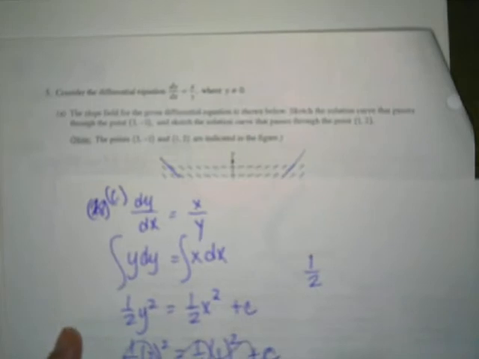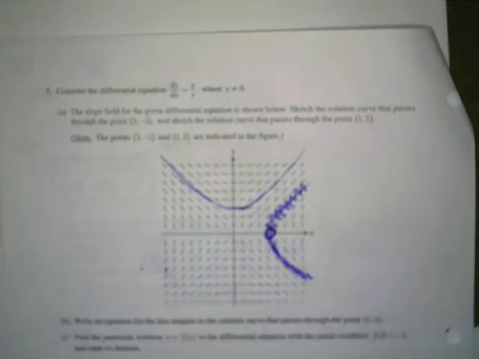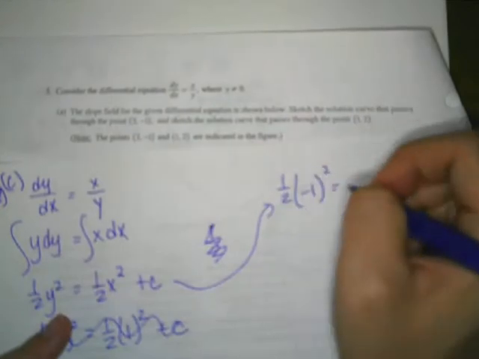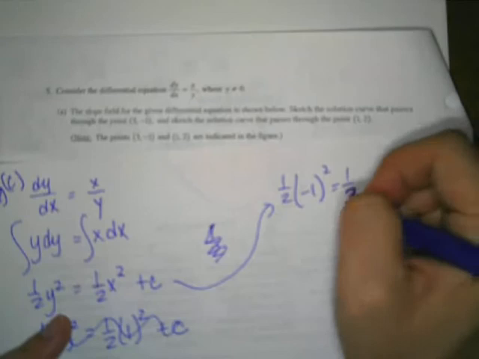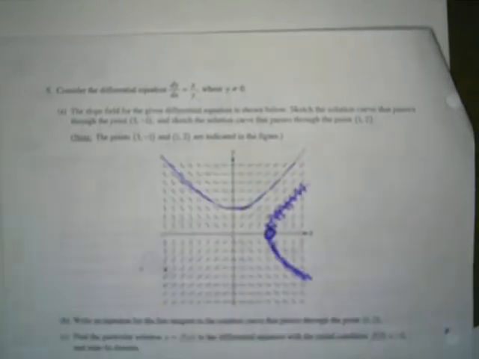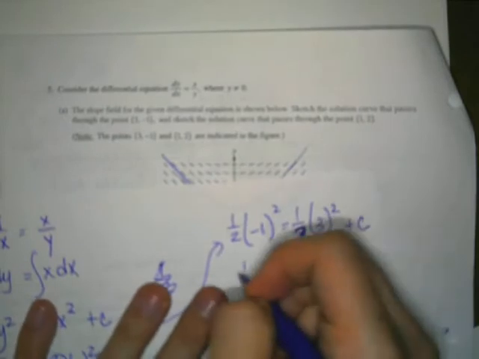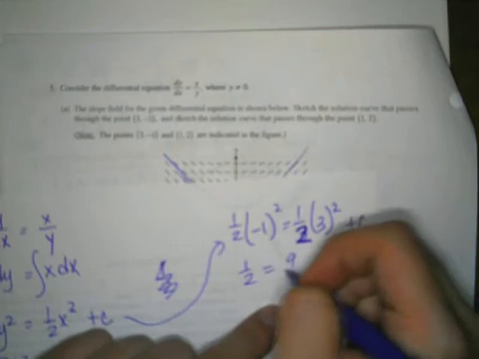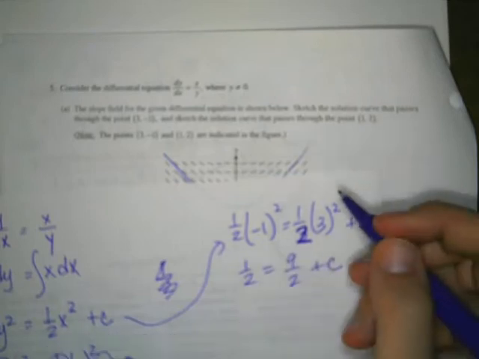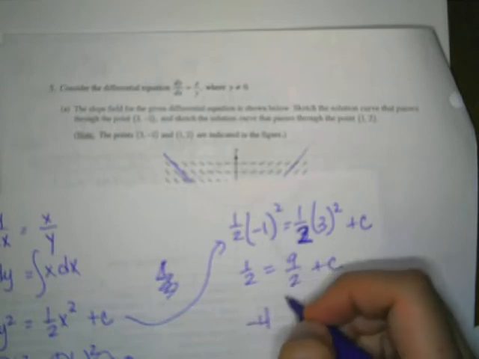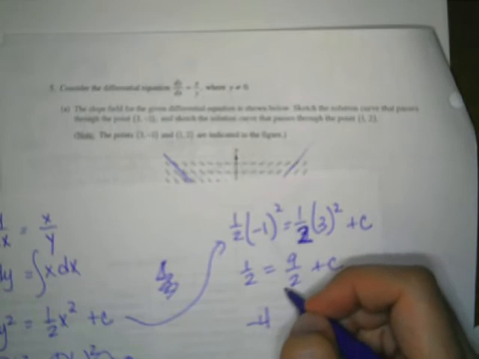So actually, I'm going to have to back it up right there. So you do this whole thing, and then when you get to here to solve for C, you're going to plug -1 in for y and 3 in for x. And so you get 1/2 equals 9/2 plus C. So subtract 9/2, which would give me -8/2, which is -4. Right?